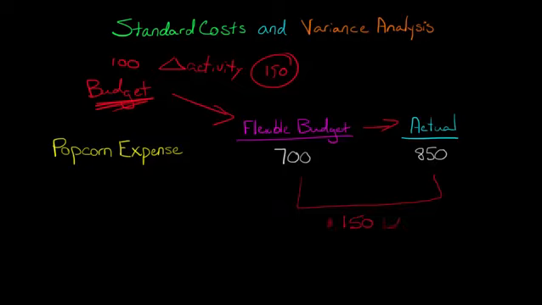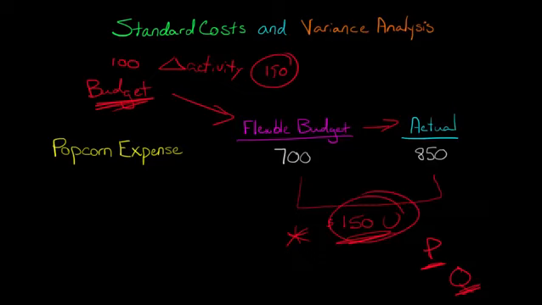That means we basically spent $150 more on popcorn than we budgeted, even after controlling for the fact that our activity level was higher. And so now we know that we've got this red flag here and say, hey, we've got this variance. Maybe a manager should look into this, but we still don't understand, well, is this because of the price, is that we spent too much money on the popcorn, or is it because of the quantity? Does it have to do with that we use too much popcorn? Are we putting too much popcorn into each bucket? Why is it? What's driving this unfavorable variance?